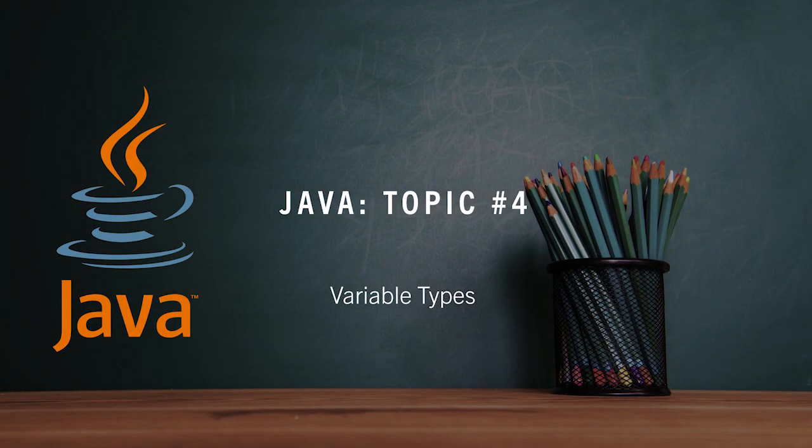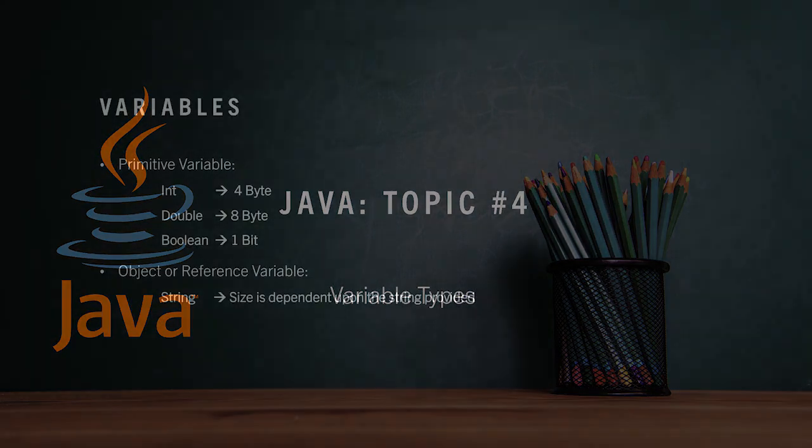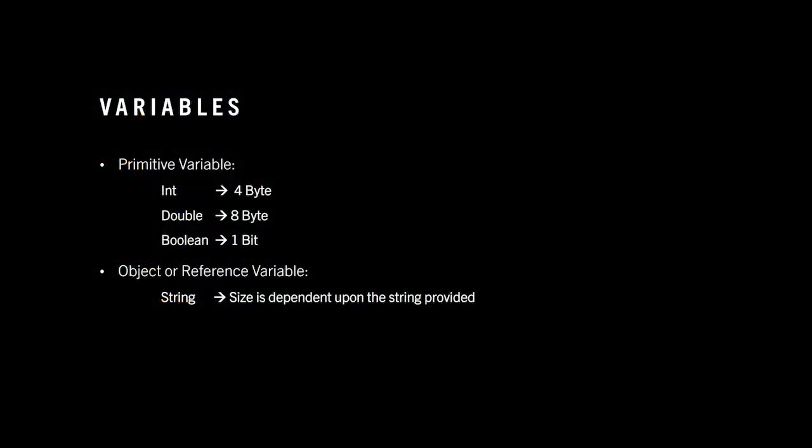Welcome to Java Topic 4. Today we're going to be talking about variable types. Now, there's two types of variable types in Java. One is primitive variables and the other is object, or commonly known as reference variables.